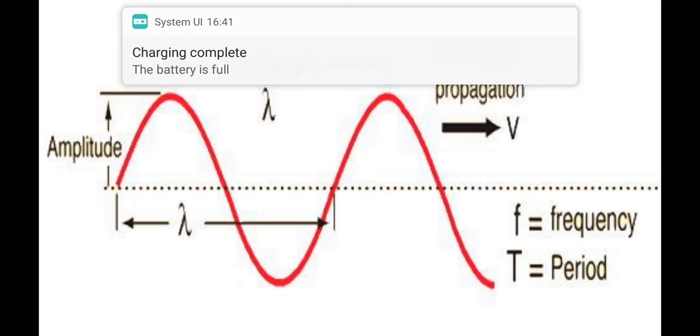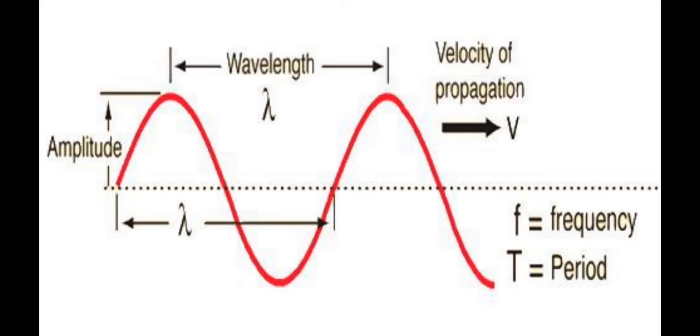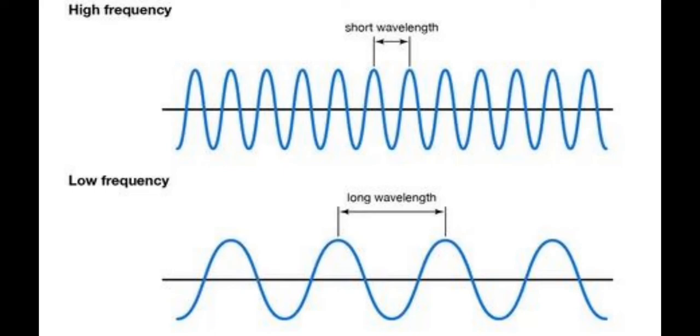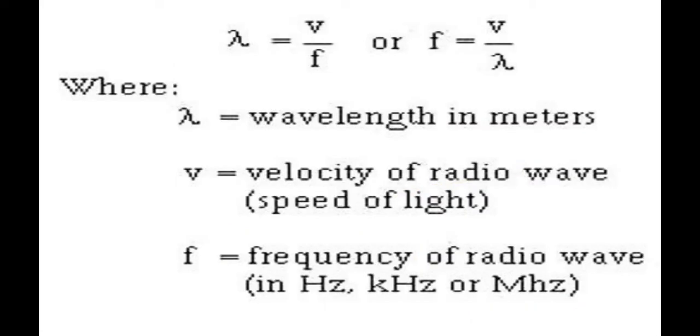Waves can be characterized by amplitude, wavelength, and velocity of propagation, but also frequency and period. High frequency corresponds to short wavelengths. Low frequency corresponds to long wavelengths of the waves. Here, we can calculate wavelength in meters. It is the velocity of the wave divided by frequency. Or you can use this definition: frequency is equal to velocity divided by wavelength.